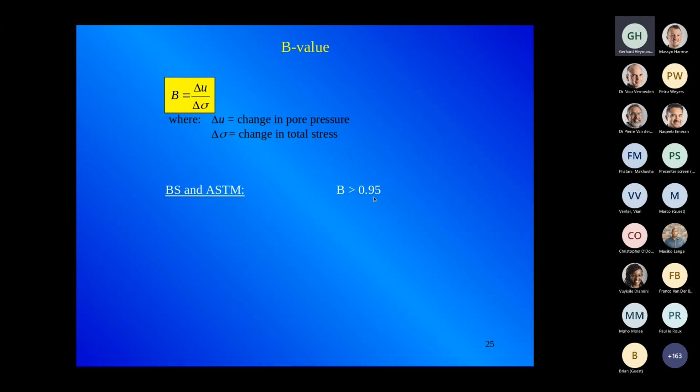What I mean is don't confuse pore pressure response, which is B value, with degree of saturation. They're not the same thing. To get 95% pore pressure response, you need a sample that is virtually fully saturated, if not fully saturated. So you cannot compromise on this. So the first thing to do is check the B value.